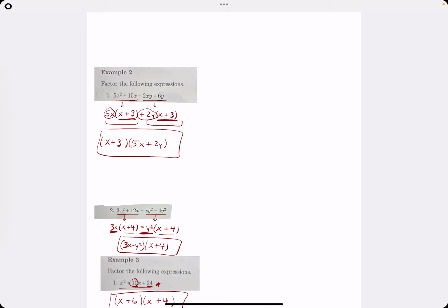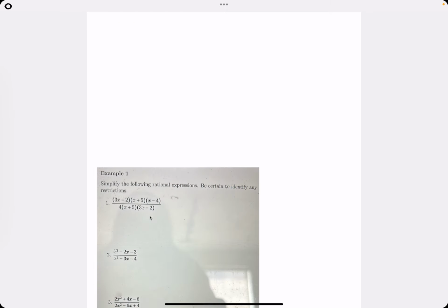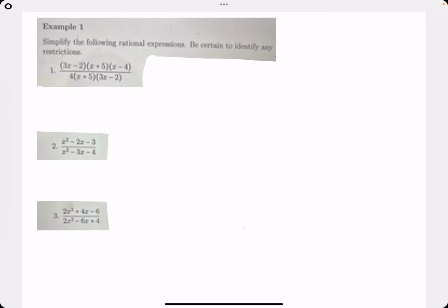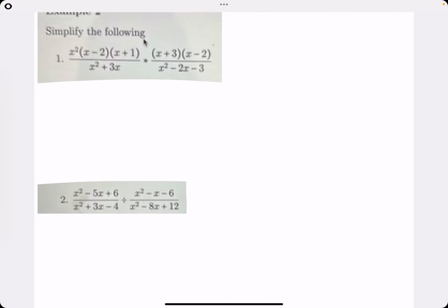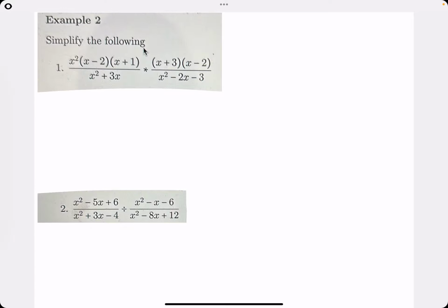All right, that was a lot of factoring methods. In the next video, we will do some simplifying rational expressions and simplifying more rational expressions, I guess, with multiplication and division as well. And then I think that'll be it. All right.